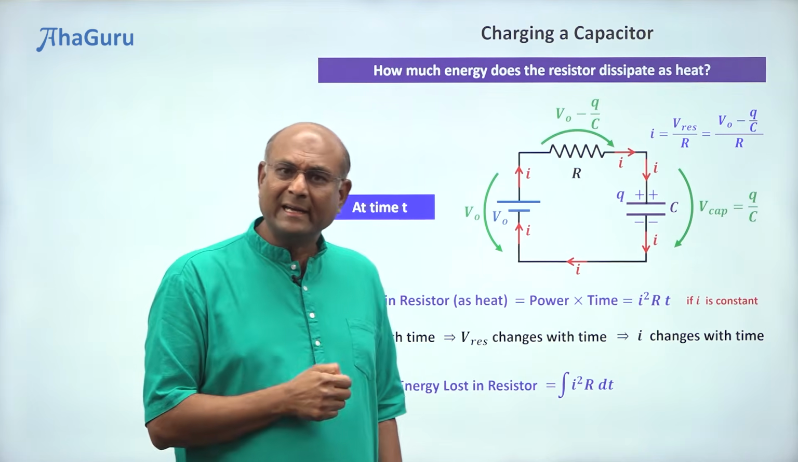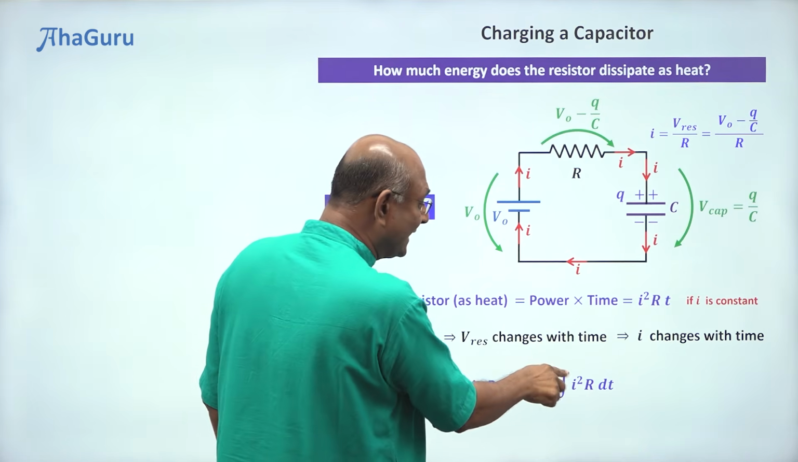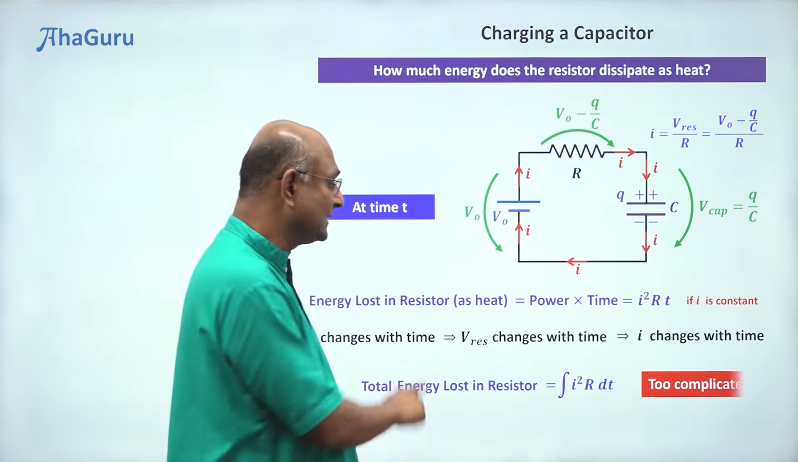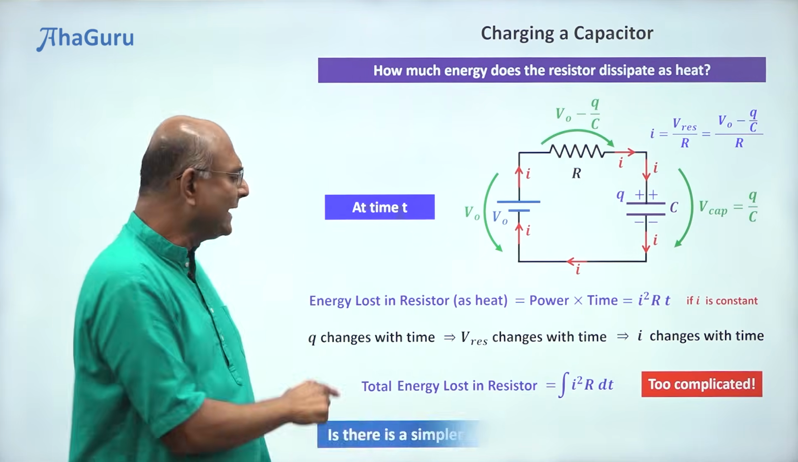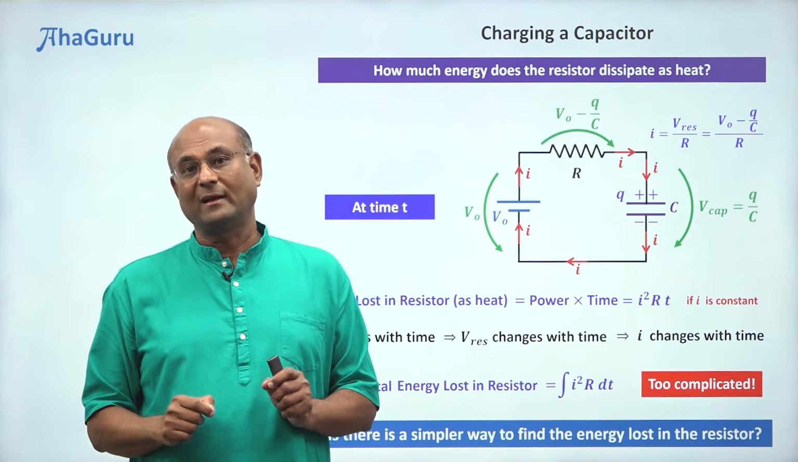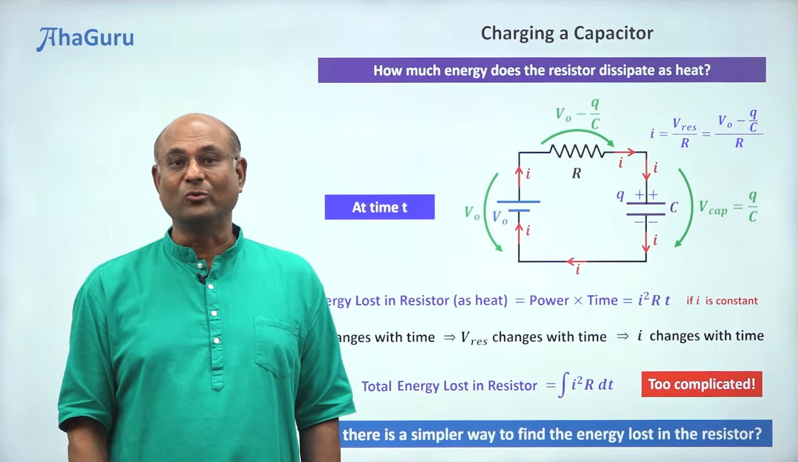Now, is this an easy integral? No, because you see this current is a function of time. And so this integral is going to be too messy. This is too complicated. So I need an easier way to find the energy lost in the resistor. And that's exactly what we are going to do now.